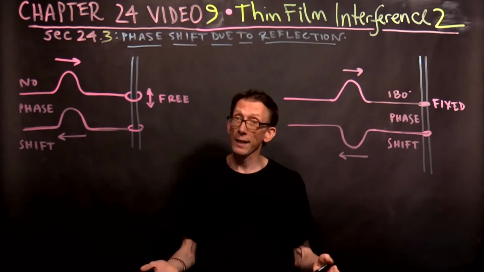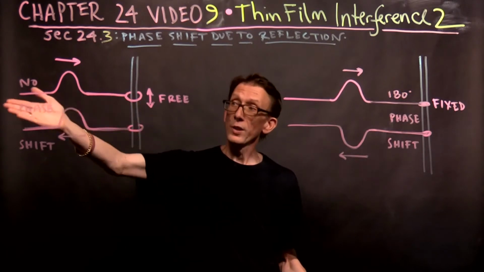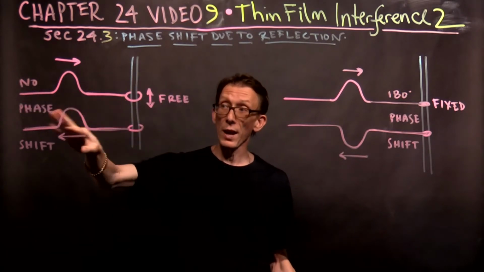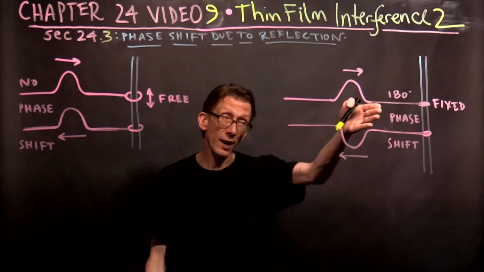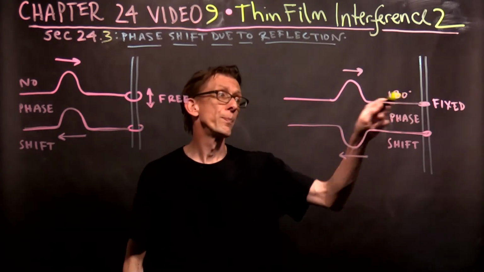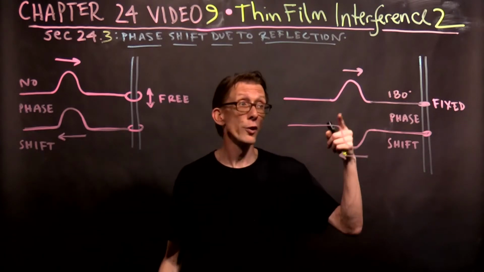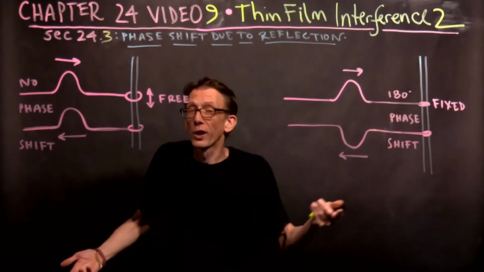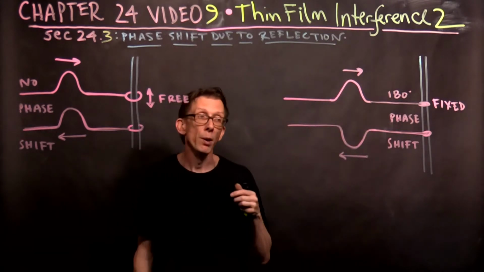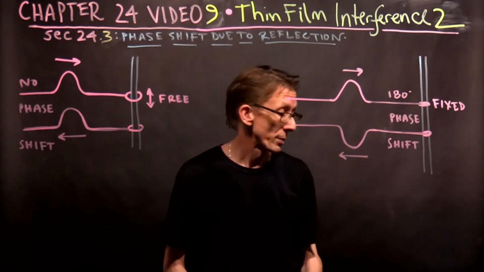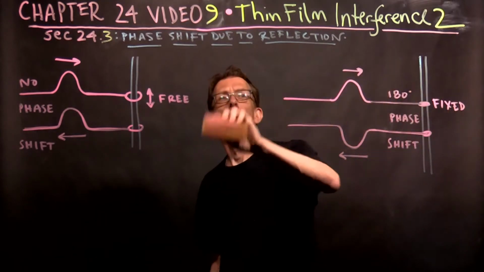What I said last video is that if you have a rope with a free end, and you send a wave down it, when it reflects, it will stay upright. There'll be no phase shift. If you fix the end of the rope, as in the case on the right here, and send a wave down it, when it reflects, there will be a 180-degree phase shift, which we're just going to call a phase shift. It gets inverted. It goes upside down.